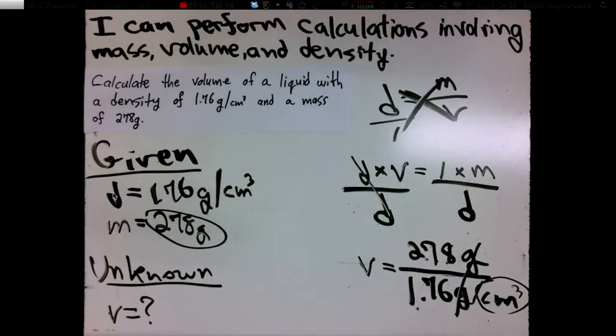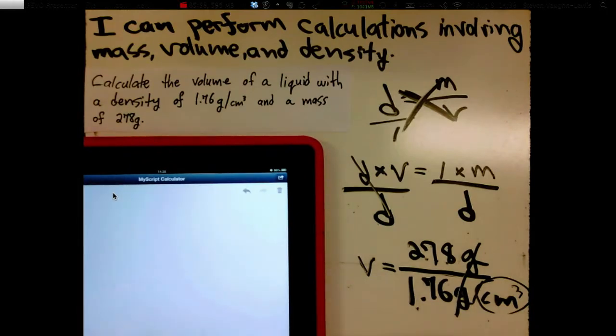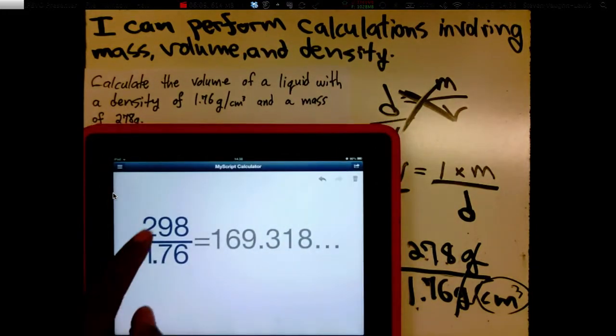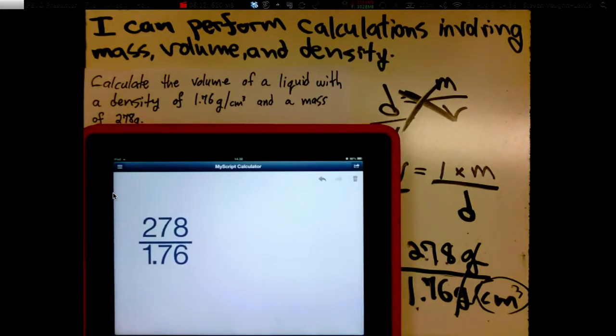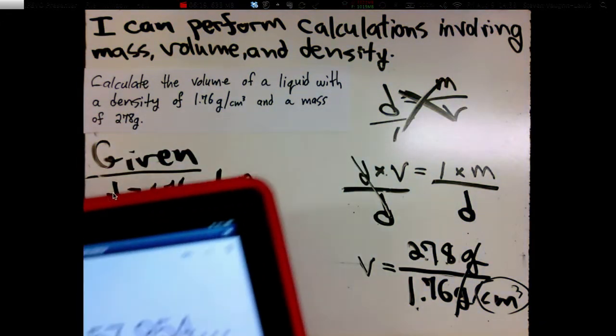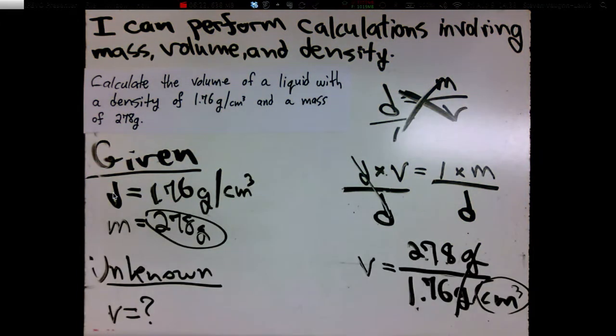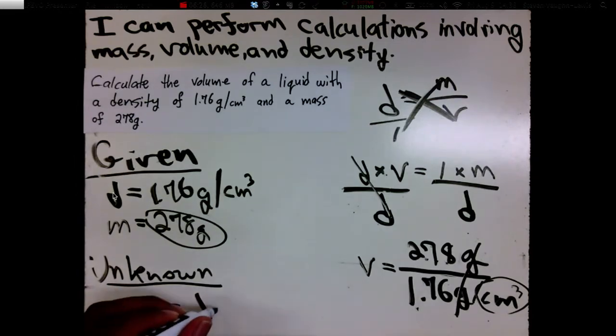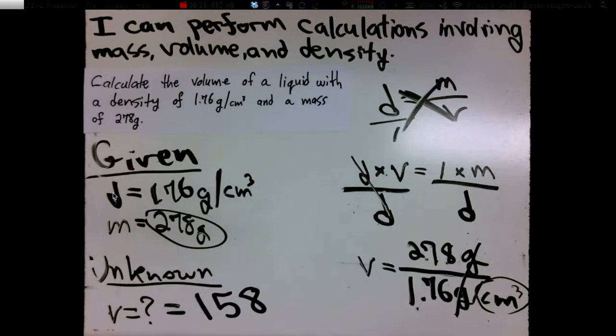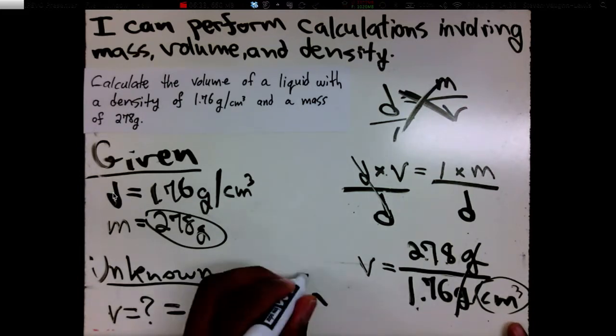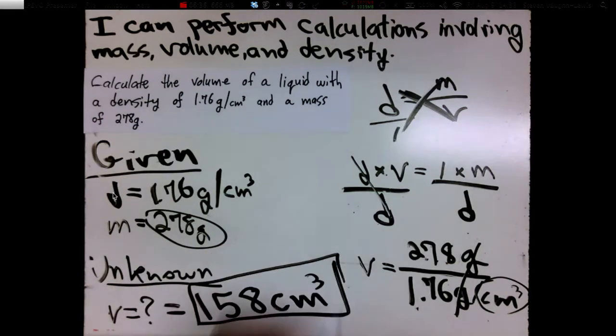And now we just plug it in the calculator. 278 divided by 1.76. There we go. 278 divided by 1.76 gives us 157.9. Let's see, we got 3, 6, 8, so 158. V equals 158 what? Cubic centimeters. And that is my final answer, solving for volume. And that's how we solve for volume.